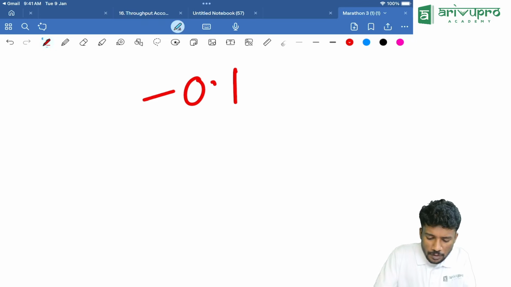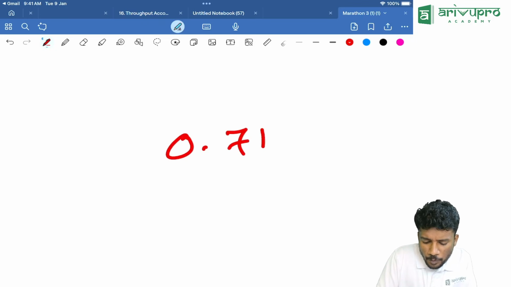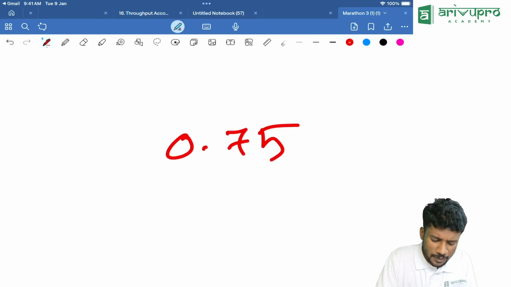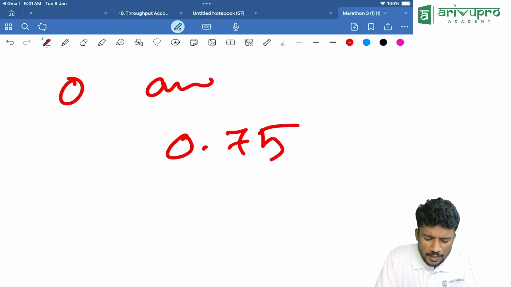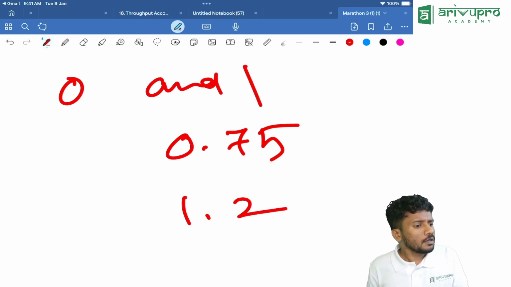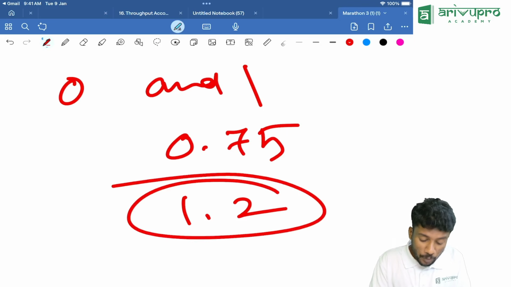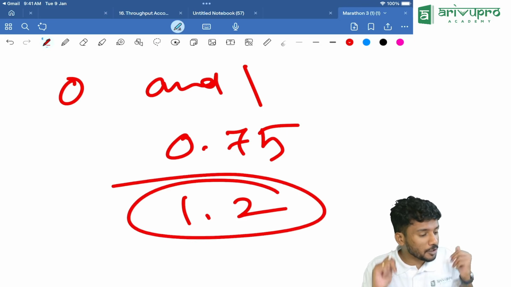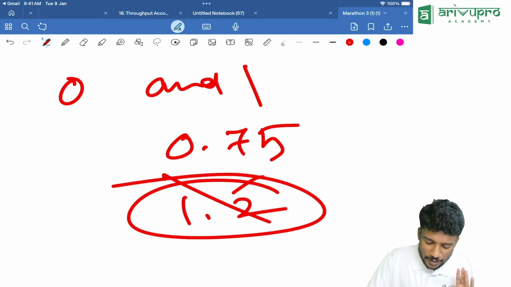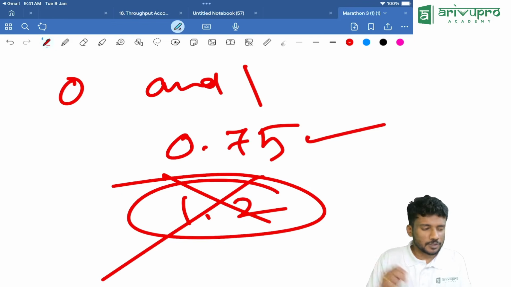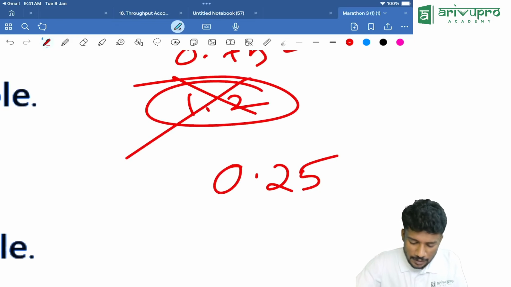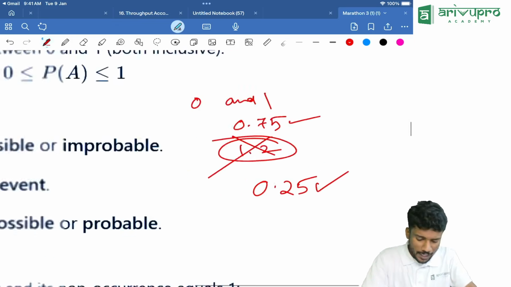Now, is this value possible? Yes. That means it is between 0 and 1, so it is possible. Now you tell me, is this value possible? It is 1.2, which is greater than 1. Is it possible? It should be between 0 and 1, so it is also not possible. Now the next value is 0.25. Is it possible? Yes, it is possible. Why? It is between 0 and 1.